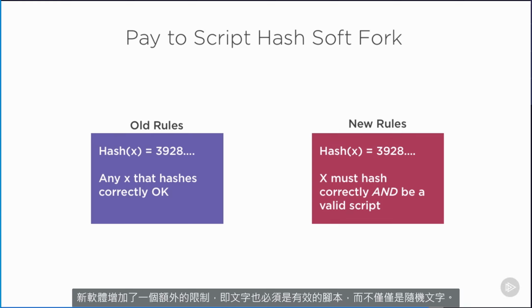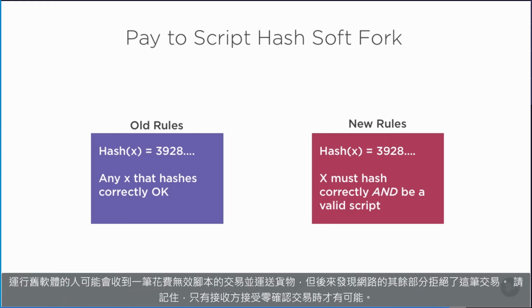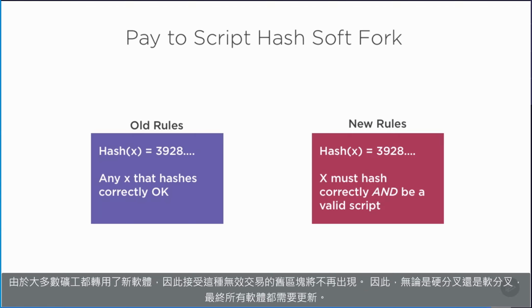The new software added an additional constraint that the text also needs to be a valid script and not just random text. Someone running old software could receive a transaction spending an invalid script and ship a good, only to find out later that the rest of the network rejected that transaction. Bear in mind, this is only possible if the receiver accepts 0 confirmation transactions, though. Since the majority of miners switched to the new software, no older blocks that would accept such an invalid transaction will ever make it in again. So whether hard or soft fork, eventually all software needs to update.